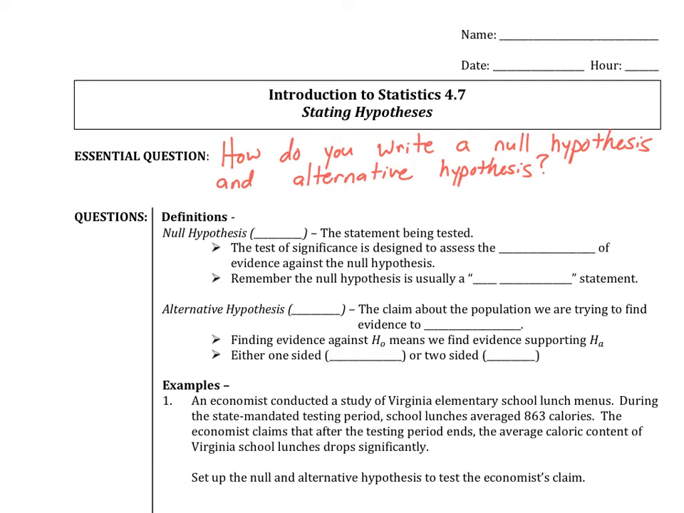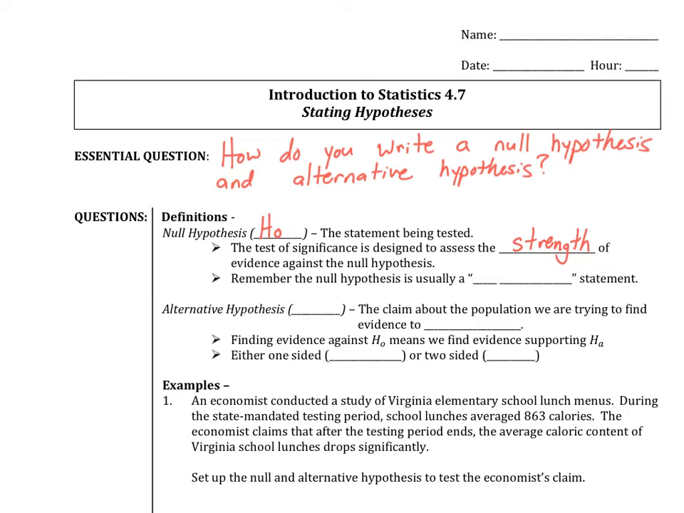All right, section 4.7, we start working on hypothesis and hypothesis testing. So our essential question is, how do you write a null hypothesis and alternative hypothesis? A null hypothesis, which we will write down as H0, there's a little zero there, is the statement being tested. And the test of significance is designed to assess the strength of evidence against the null hypothesis.